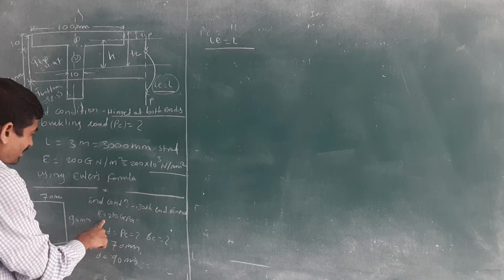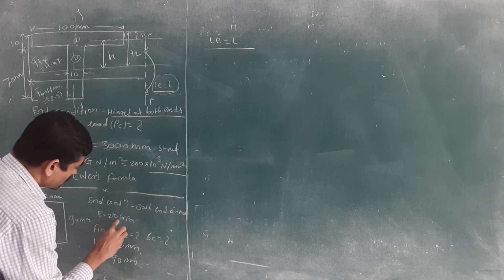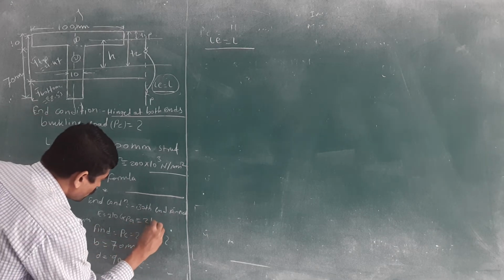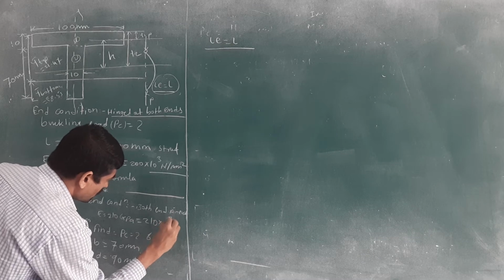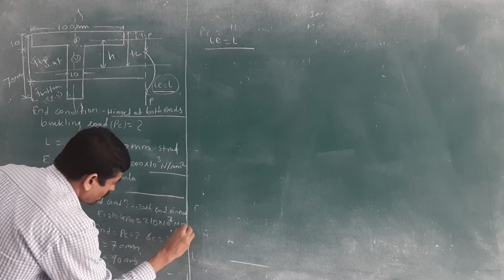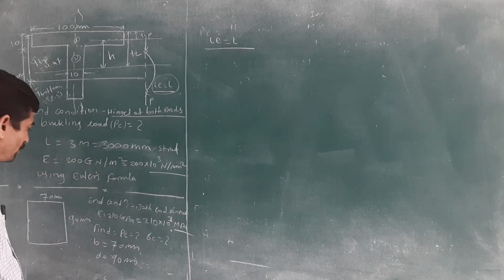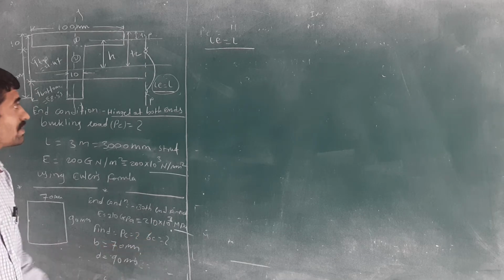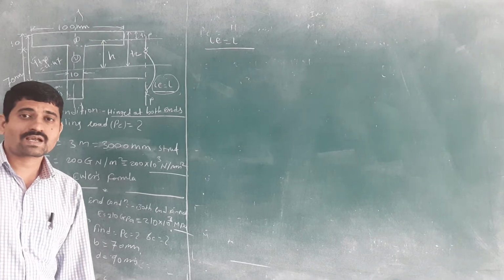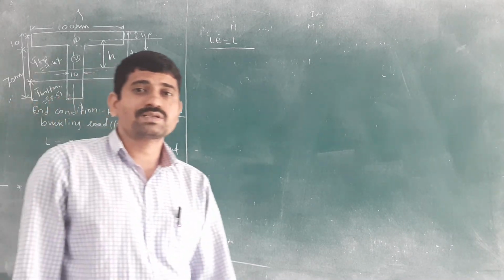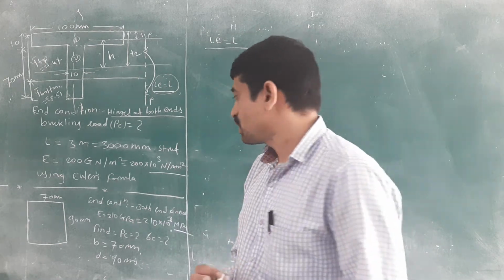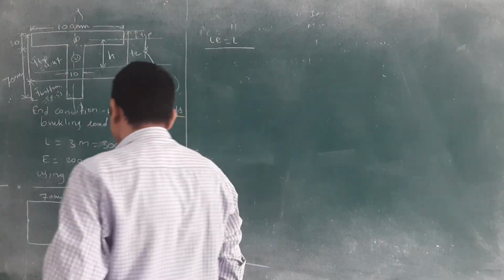Then they have given E equal to 210 GPa, convert it to MPa: 210 into 10 raised to 3 MPa, or Newton per mm square. Then what do we want to find out? Find the PC value and the sigma C value. What is PC? The buckling load. And what is sigma C? It is the buckling stress. We want to find out these values.